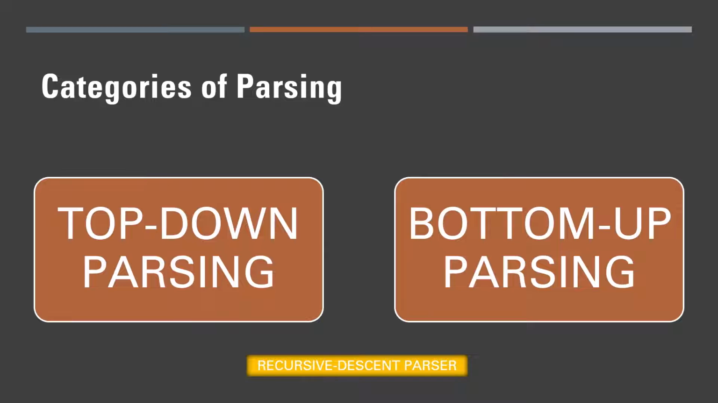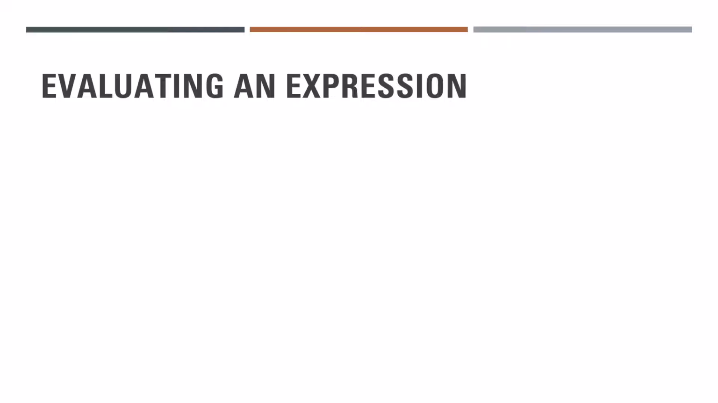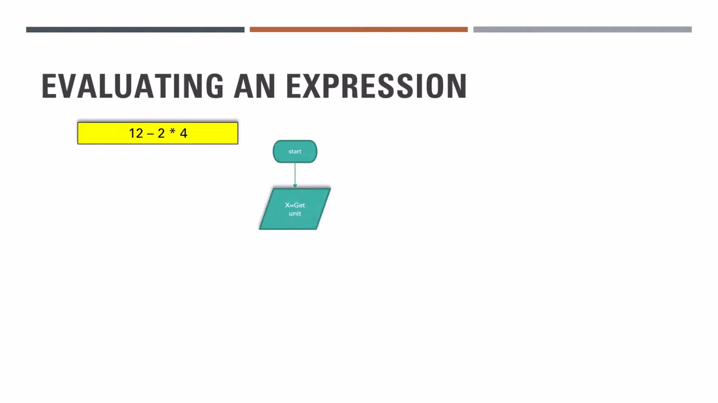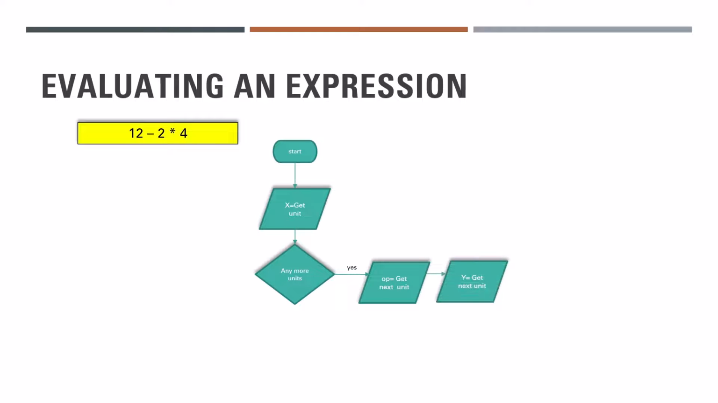Now, one of the steps in parsing is to evaluate expressions. So if we look at an expression like this, and if we think of evaluating from left to right, representing that through a flow chart would be something like this. So we start, we get the first unit, which would be 12. We then ask if there are any more units. In this case, there are, so yes. We get the next unit, which is an operator. And we get the next unit as well, which is 2.